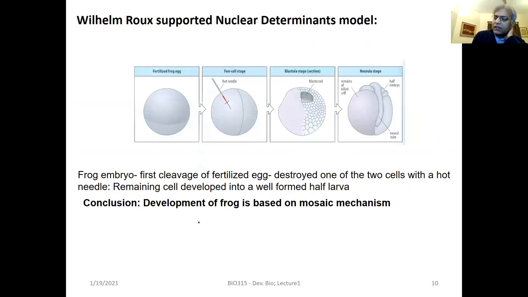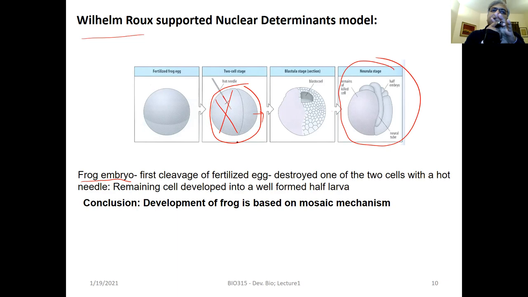This was then demonstrated successfully by Wilhelm Roux, who simply took a frog embryo, and at the two-cell stage he took a hot needle, and with the hot needle, because the frog oocyte is big enough, he killed one of the two cells. So this cell became dead. The other was alive. Now, from this alive cell, what they saw was that a half embryo developed.